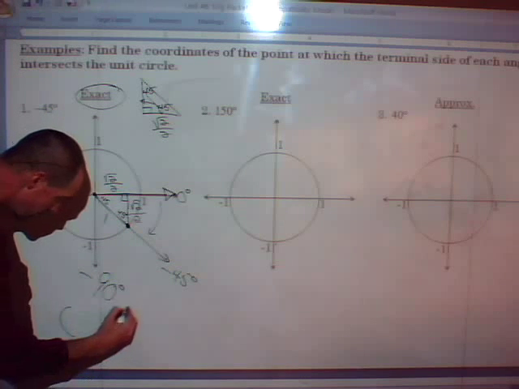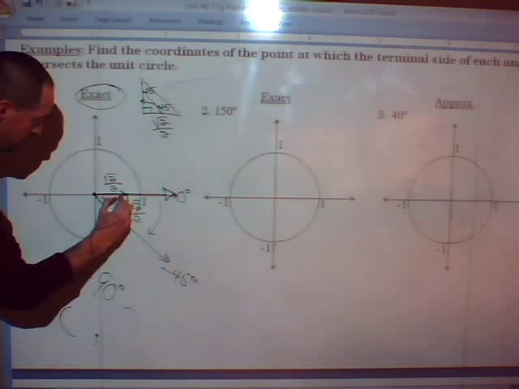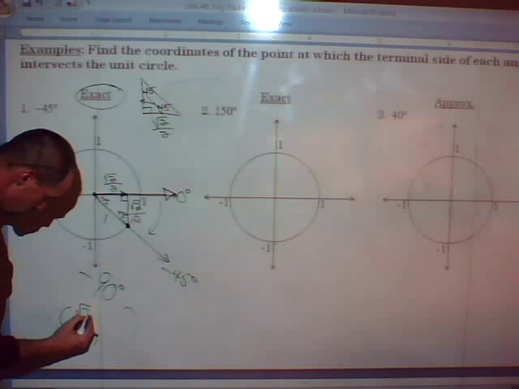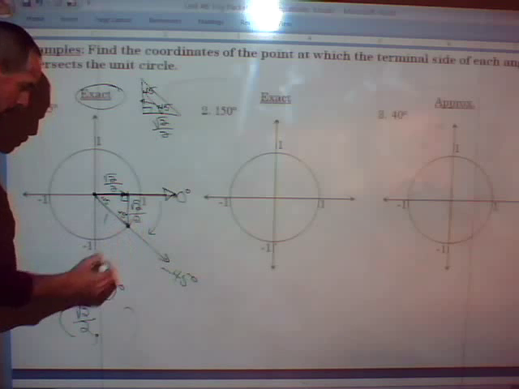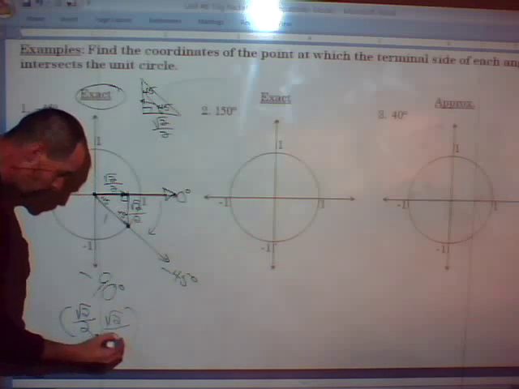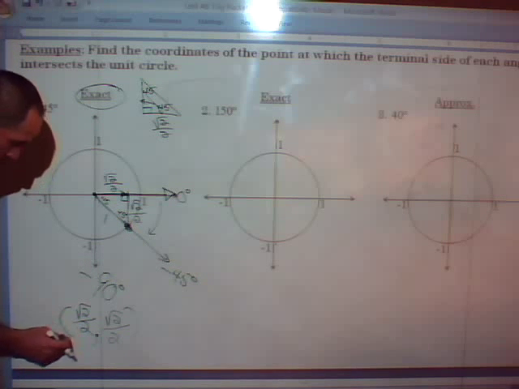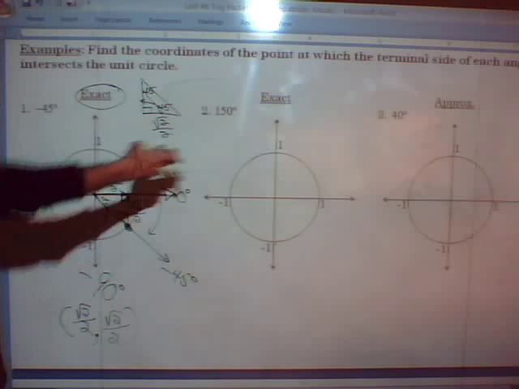Our final coordinates: the x value of this point would be how much do we need to move over? Well, that would be this side of the triangle, square root of 2 over 2. How much do we need to move down? That would be your y value. That is also square root of 2 over 2. So the coordinates of this point are square root of 2 over 2 for the x, square root of 2 over 2 for the y. Okay? So let's try another one.